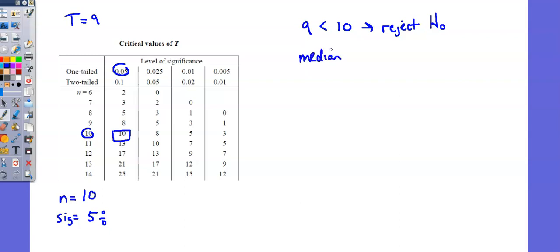So here I will state: reject the null hypothesis. Median is greater than 1.8 kilograms. And this concludes the lesson on the single sample Wilcoxon signed rank test.